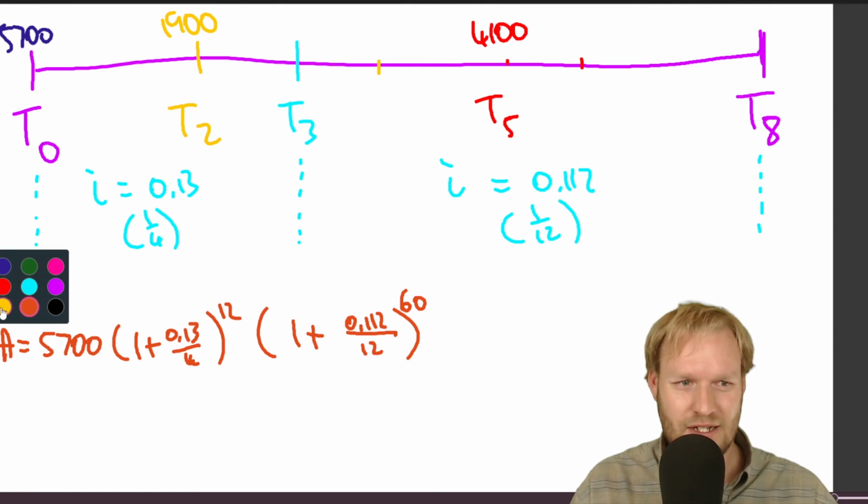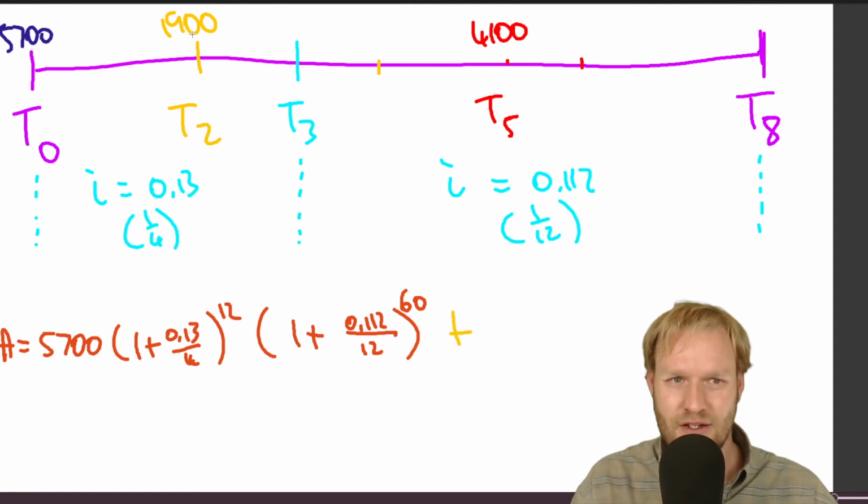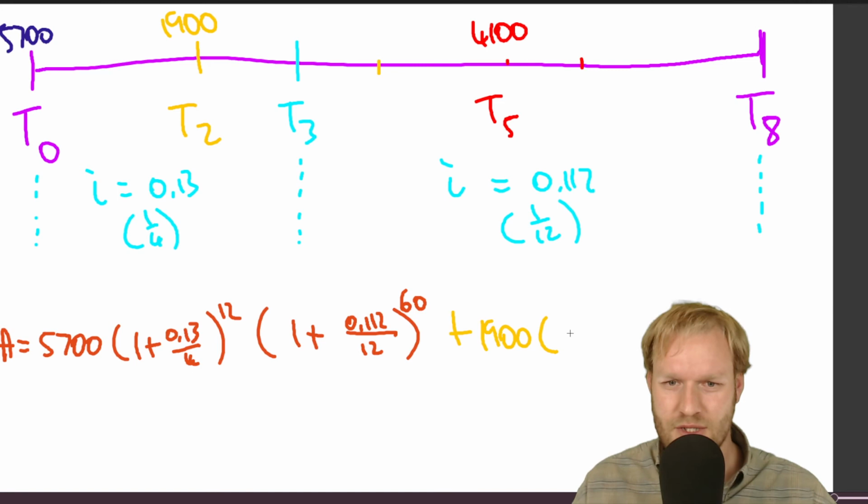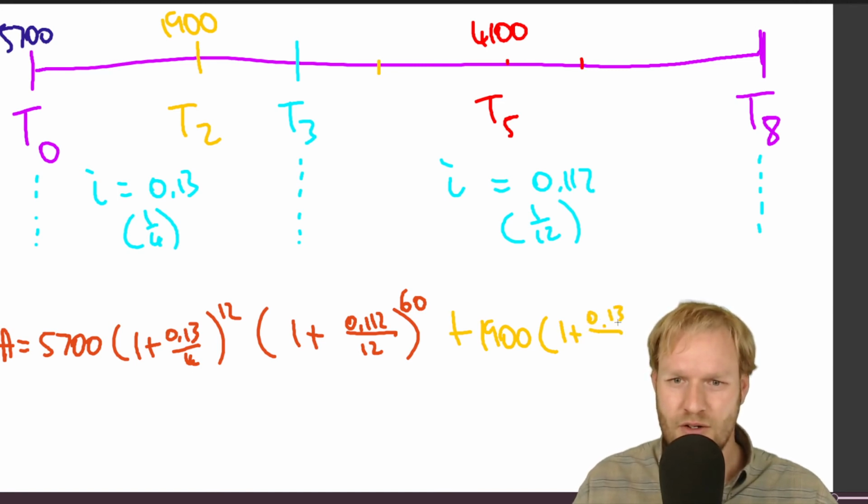Now let's add in the 1,900. So 1,900 we put in, and for that one it's only in for 1 year at 13%. So 1 plus 0,13 over 4 for the 1 year, 4 quarters. And then that's going to carry on for 3 to 8. So that part's going to look the same as that: 1 plus 0,112 over 12 to the 60.